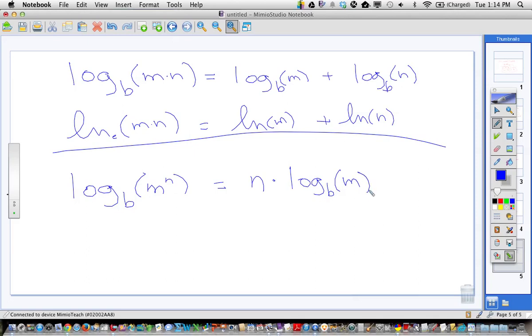Okay? You can bring that power down in front. That's another one that we would use. Or in reverse, if you have a number out in front, you can bring that number up as a power. So those are some basic log rules that we want to know.